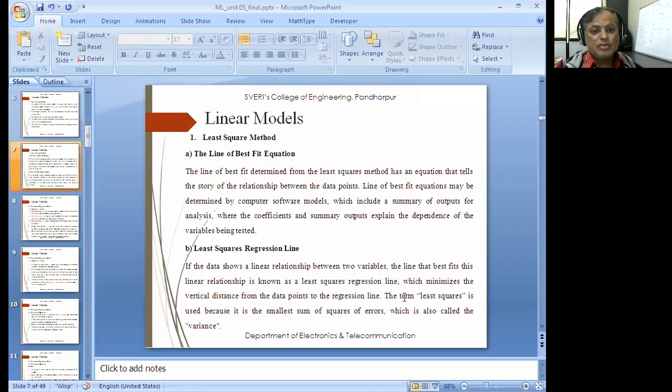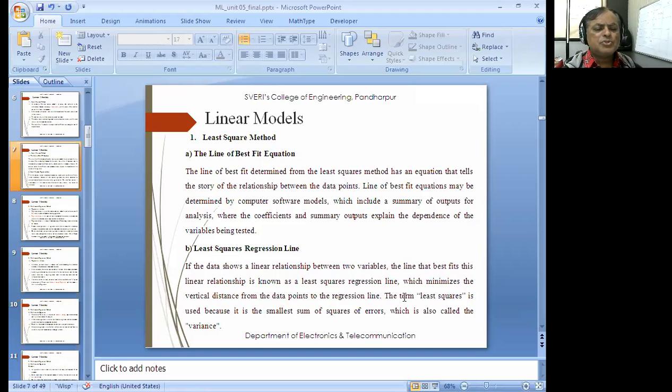So how are you going to find out this line of best fit equation? Obviously through different software models, which include a summary of the outputs for the analysis, where the coefficients and summary outputs explain the dependency of the variables being tested. So आप इसको test कर सकते हैं कि who is dependent, who is independent. Ultimately, you're going to find out the relationship between the data points that will be helpful for the analysis. And you will also come to know that line of the best fit equation. So this is what you can do with the help of the line of the best fit equation.